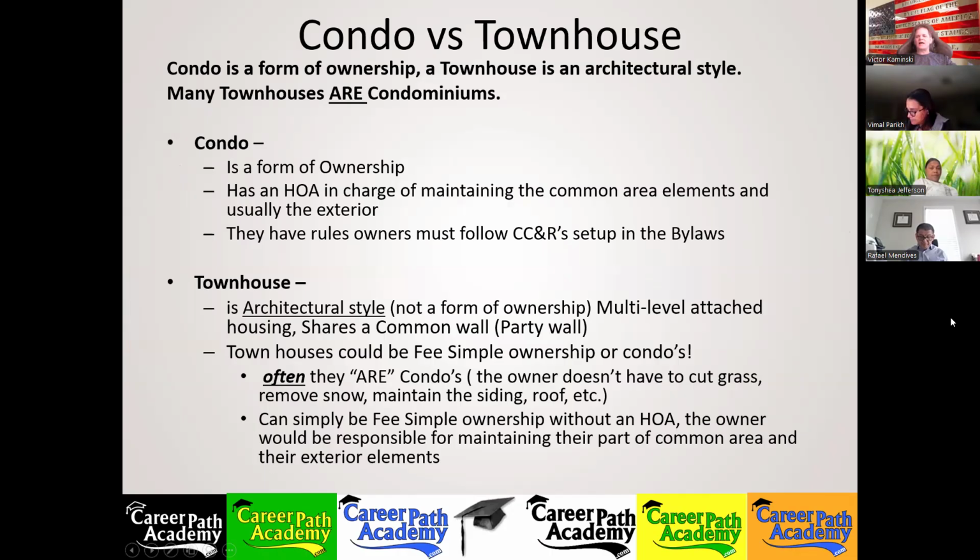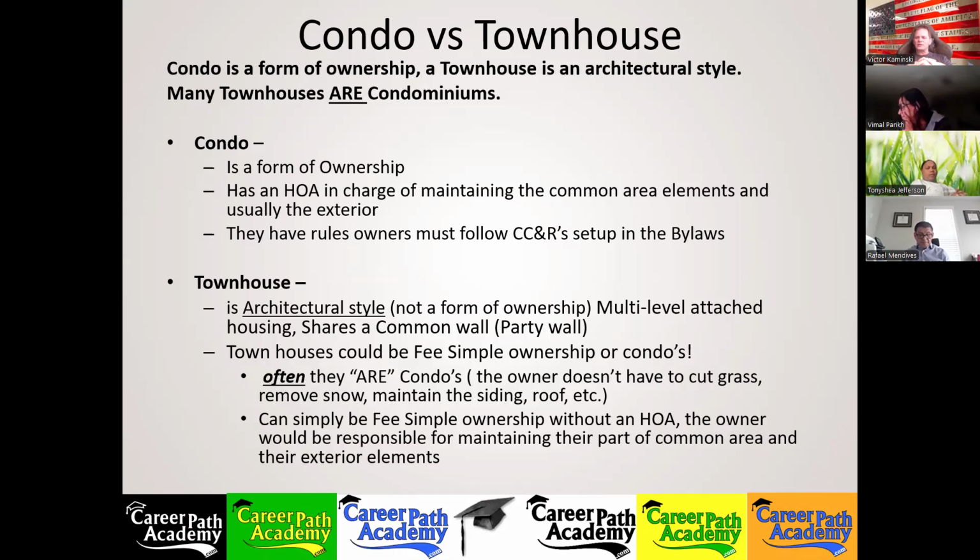I put together this slide, condos versus townhouse, because sometimes people mix them up. A condominium is a form of ownership, whereas a townhouse is an architectural style. Often townhouses are condos, but we get people who call our offices all the time who think they're two different things. They're like, yeah, I want to buy a townhouse, but I don't want any of those condos. I don't want to have to worry about snow removal or cutting the grass or anything like that.